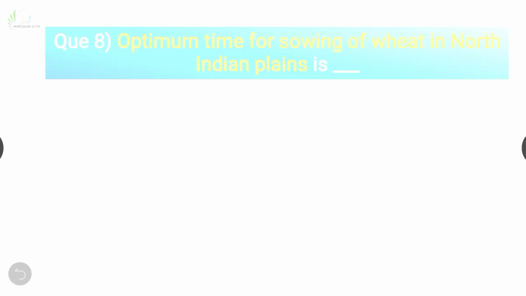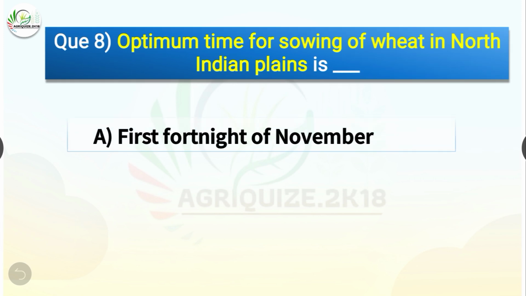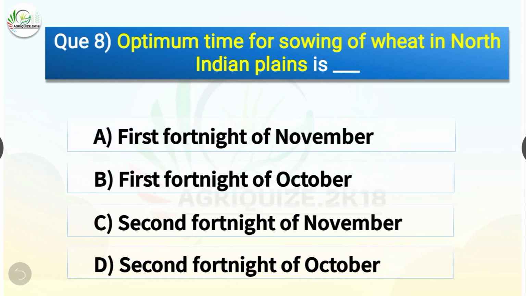Question number 8. Optimum time for sowing of wheat in North Indian plains is dash. The options are first fortnight of November, first fortnight of October, second fortnight of November or second fortnight of October. The correct answer is option C, second fortnight of November. So optimum time for sowing of wheat in North Indian plains is second fortnight of November.